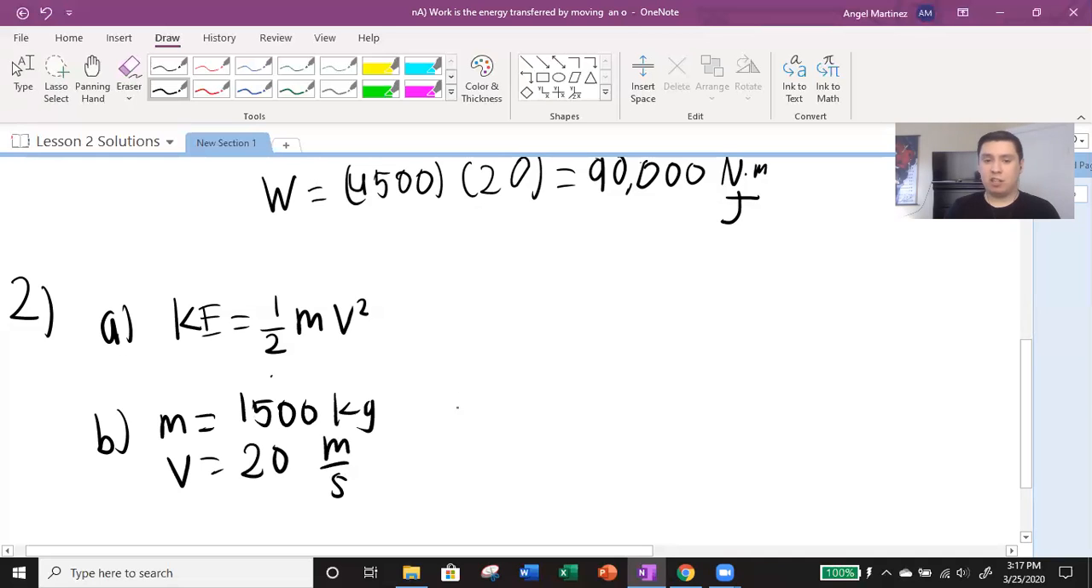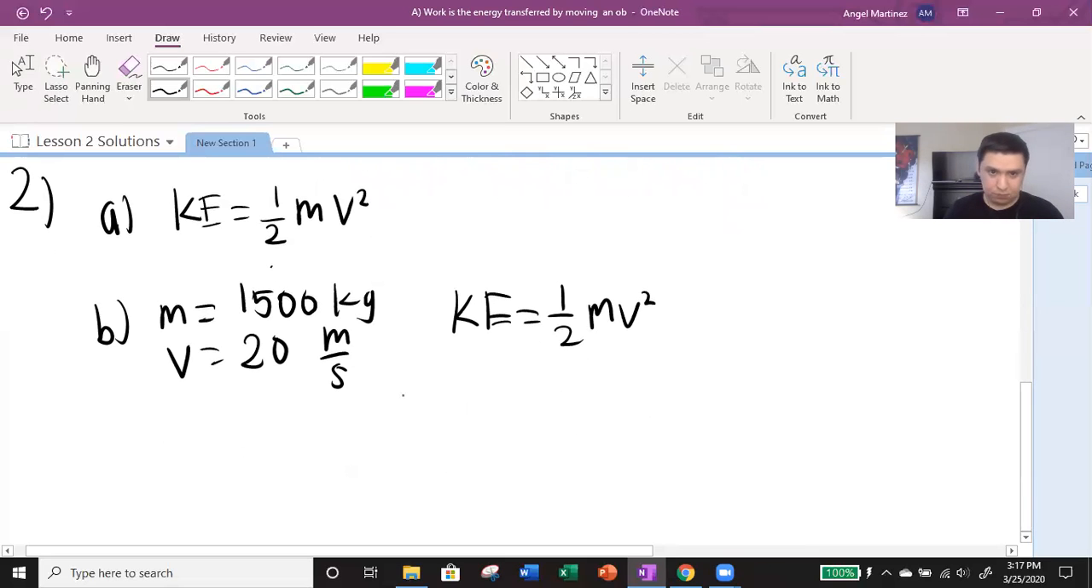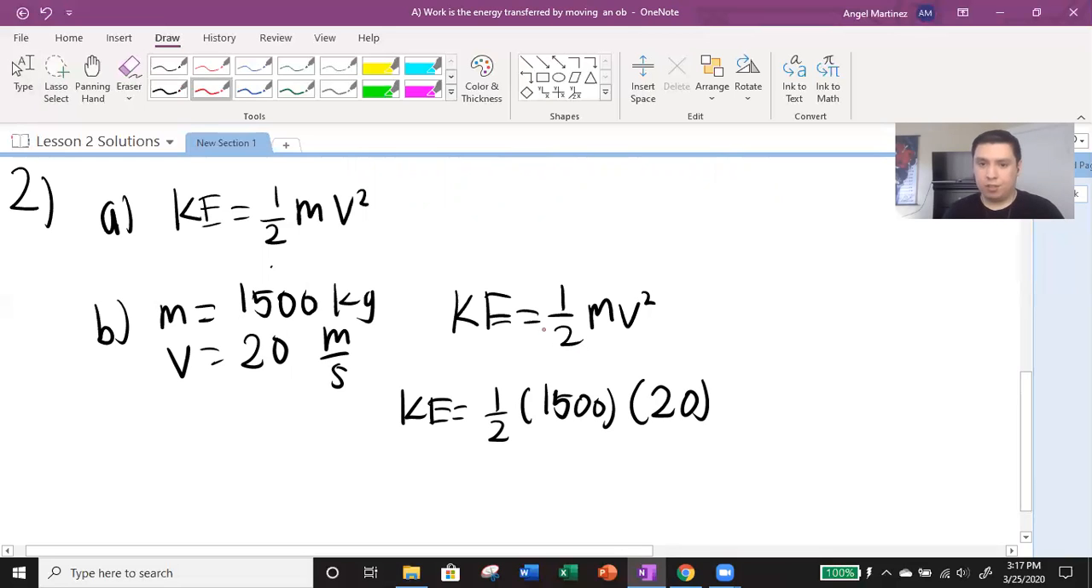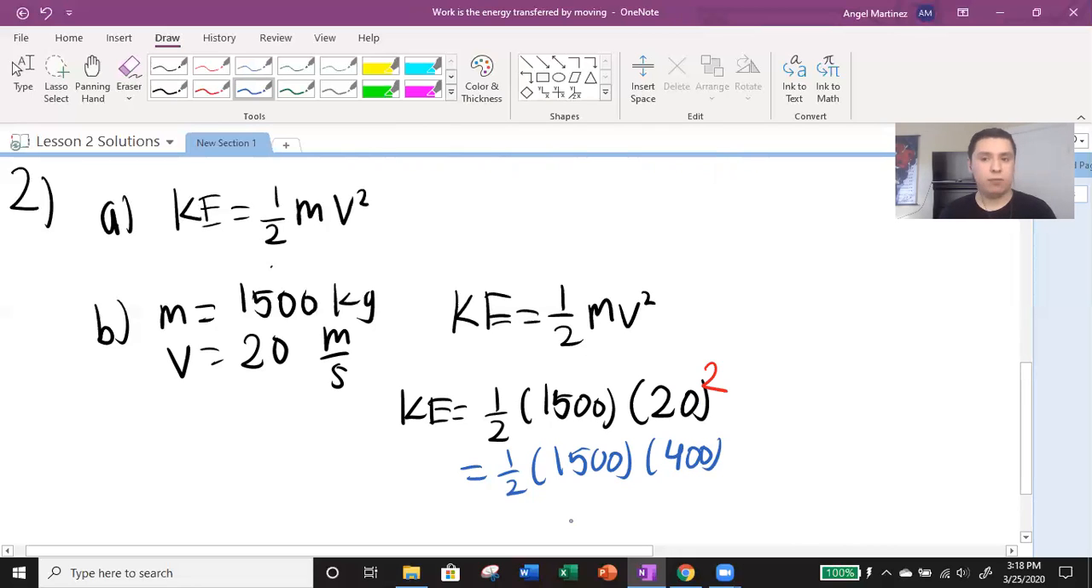I'll just plug in. But this is where I saw a lot of people making the same mistake. So kinetic energy equals 1/2 mv squared. You plug that in, 1500. Now, you gotta make sure you do this. 20 to the power of 2. You gotta make sure you square this. So what this actually is, KE equals 1/2 times 1500 times 400. 20 to the power of 2 is 400. Not 20 times 2, not 20 by itself, 20 to the power of 2. So 1/2 or 0.5 times 1500 times 400.